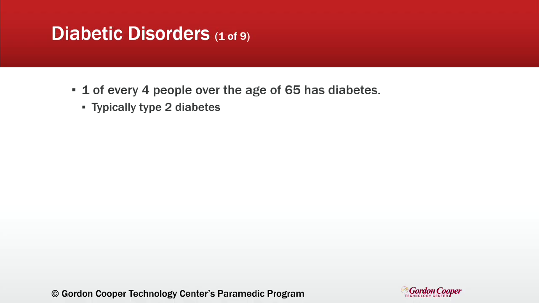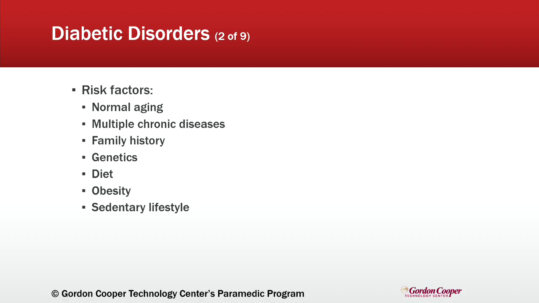One in every 4 people over 65 has diabetes. Most of these cases are type 2 diabetes. Normal aging changes increase the risk of developing diabetes. Having multiple chronic diseases is the most common risk factor for someone developing type 2 diabetes, and a family history of genetics also can play a role in this. Of course, age, diet, obesity, and sedentary lifestyle also add to the risk.